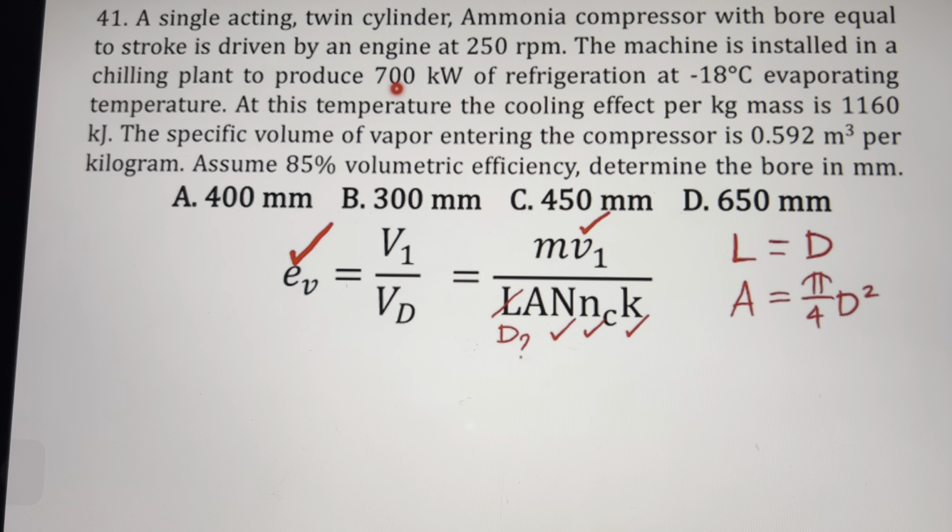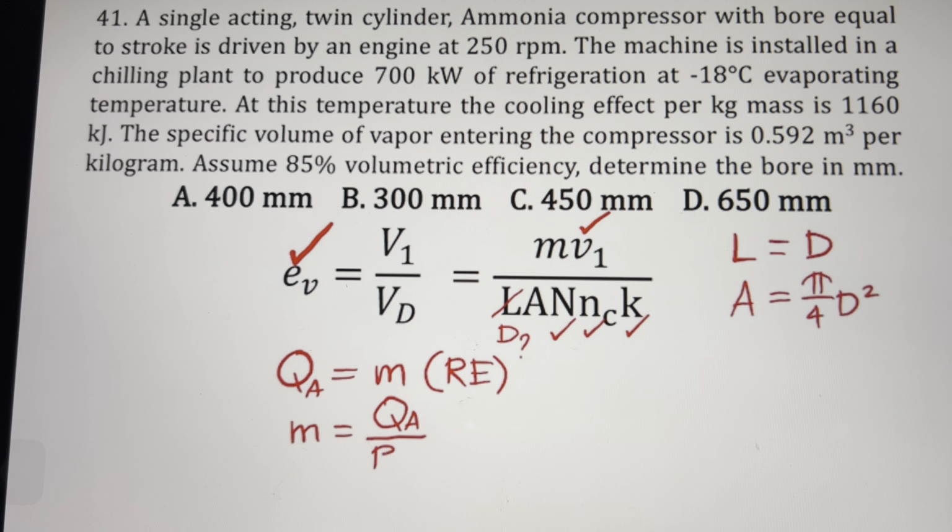As you can see, we have here a capacity in our refrigeration system, which is 700 kilowatts. And we have a refrigerating effect given per mass, which is 1,160 kilojoules per kilogram. Take note, our capacity QA is equivalent to the mass flow rate of the refrigerant times our refrigerating effect, so our mass flow rate is equal to capacity QA over the refrigerating effect. Our QA, or the capacity, is a 700 kilowatt refrigeration system.